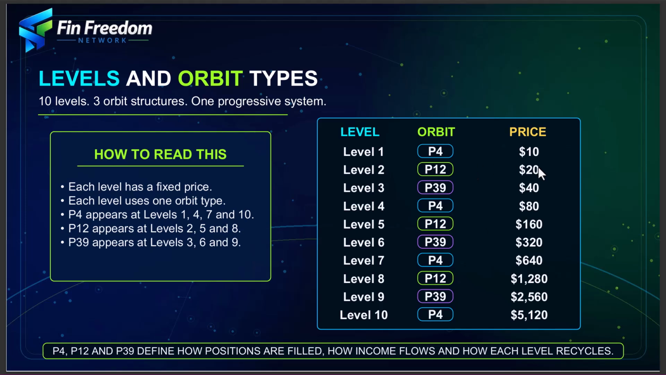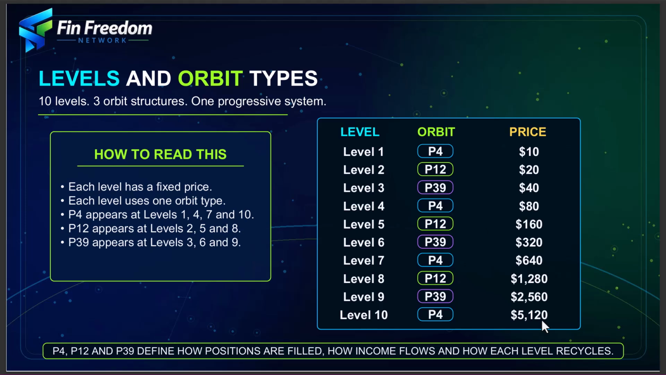So each level is double the preceding level. Level 1 is $10. Level 2 is $20. Level 3 is $40. So you see it's double. Level 2 is double of level 1. Level 3 is double of level 2. And it goes on until you get to the highest level, which is level 10. So to go from level 1 to level 10, you add 10 plus 20 plus 40 plus 80 until you get to 5,120 USD.